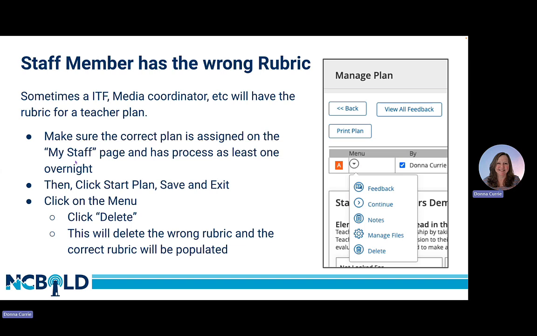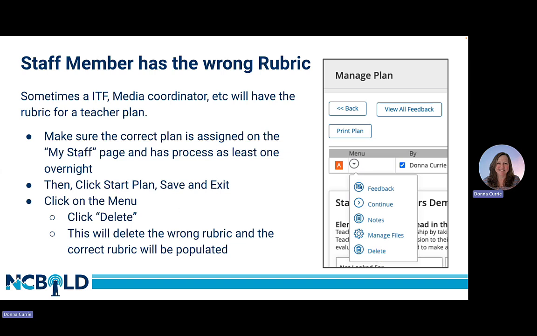It has to be processed. Remember, everything has to happen overnight. If it is correct on the My Staff page, and you're going in to do the observation and you see the wrong rubric, then you're just going to click Start, Save and Exit, and then don't do anything. Just Start, Save, and Exit. That is the only way to prompt the delete icon, and it just deletes the rubric. So Start, Save, and Exit, then click on the menu and click Delete.